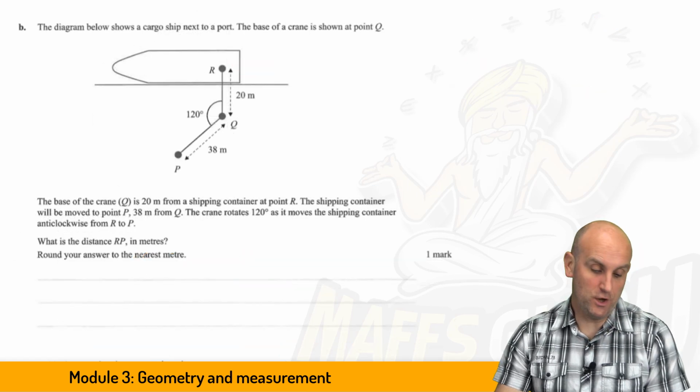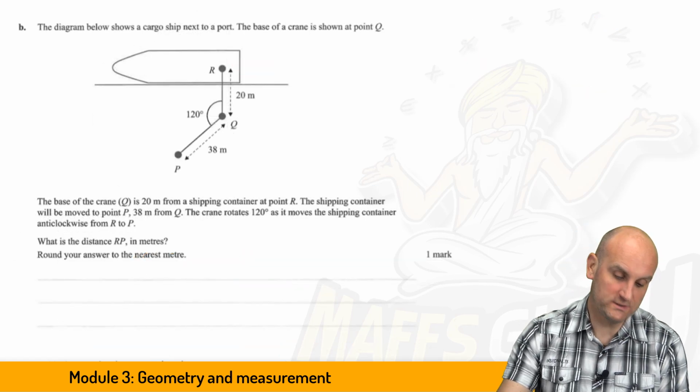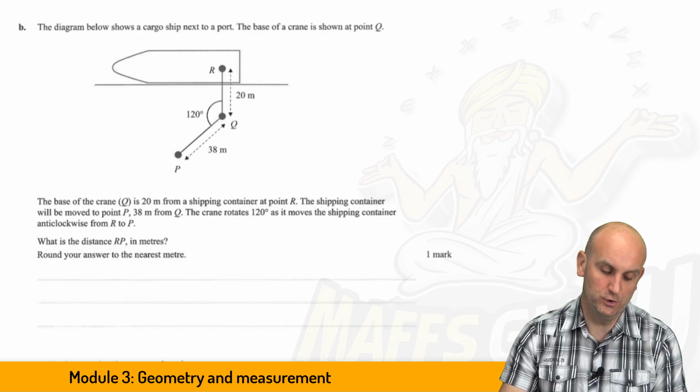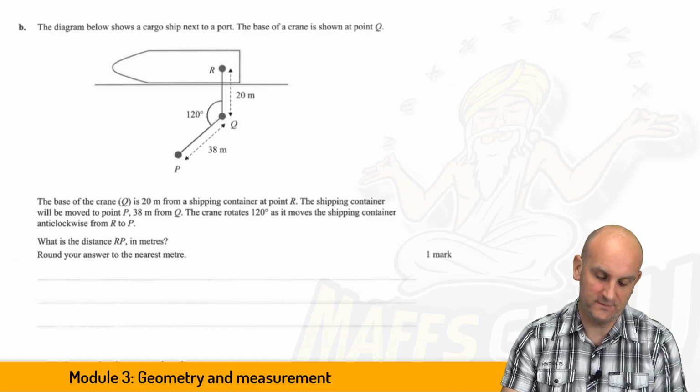The diagram below shows a cargo ship next to a port. The base of the crane is shown at point Q. The base of the crane is 20 meters from a shipping container.